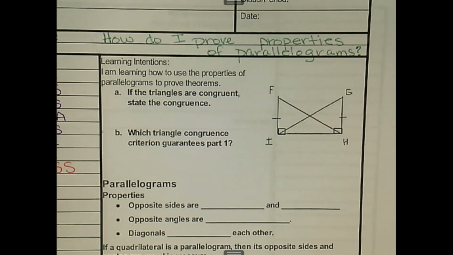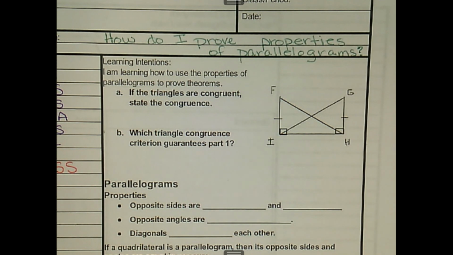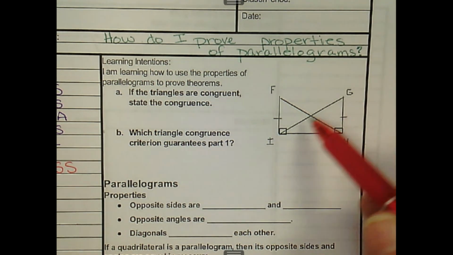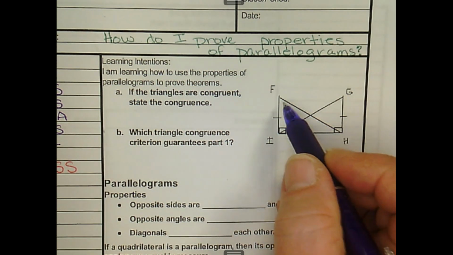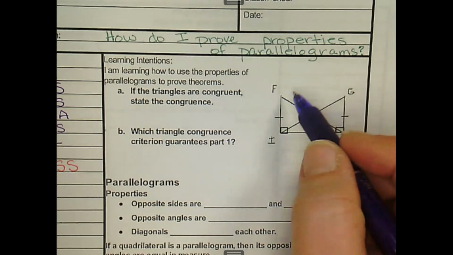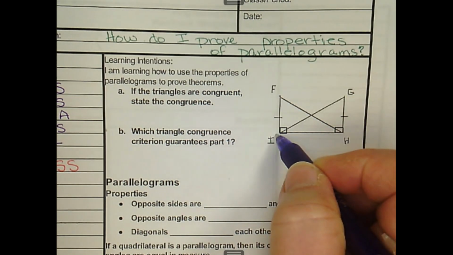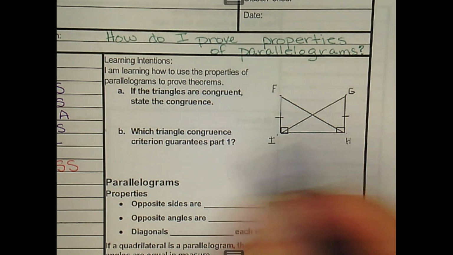So, as I look at this, I notice that I've got the right triangles going on. So my first thing I will check, are the hypotenuses congruent? As I'm looking, I don't know that they are. So that tells me I cannot use HL. But what do I know? Okay, so if I'm looking, I notice that segment FI and segment GH are congruent.